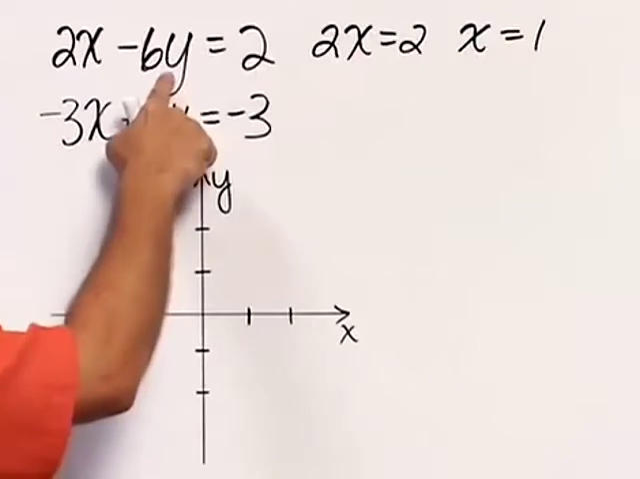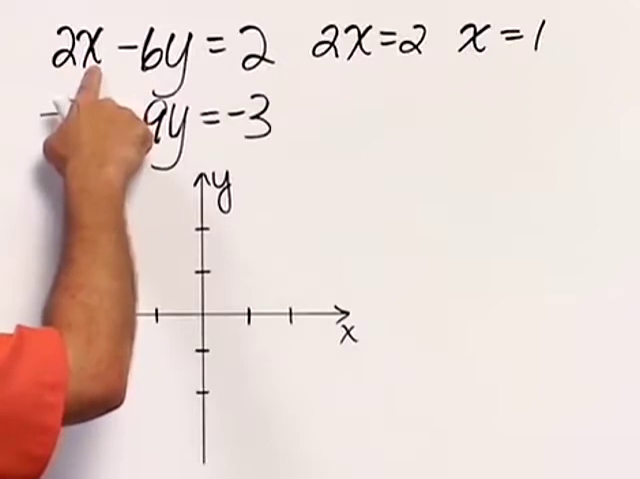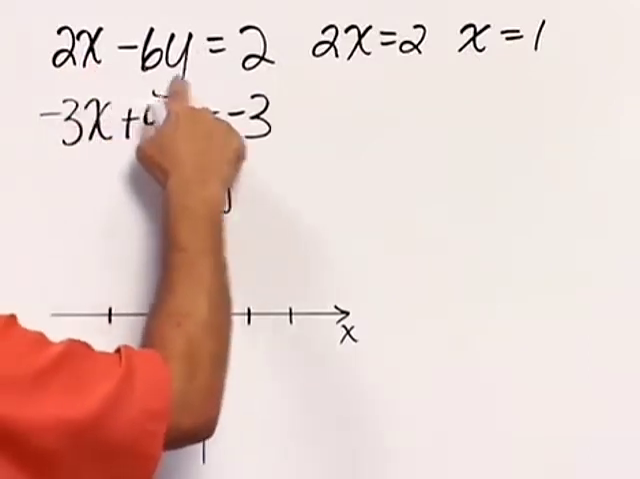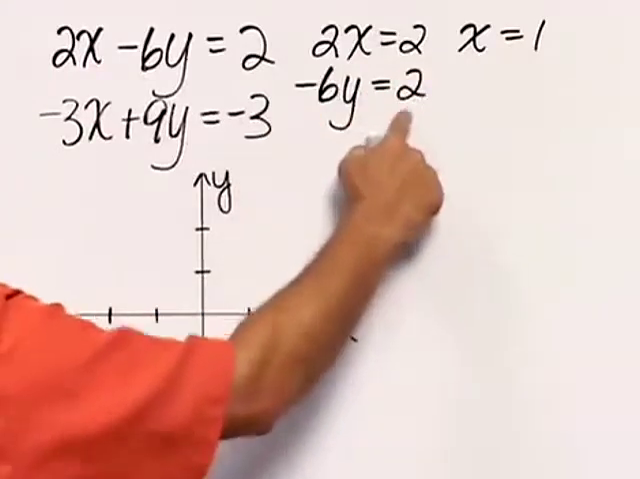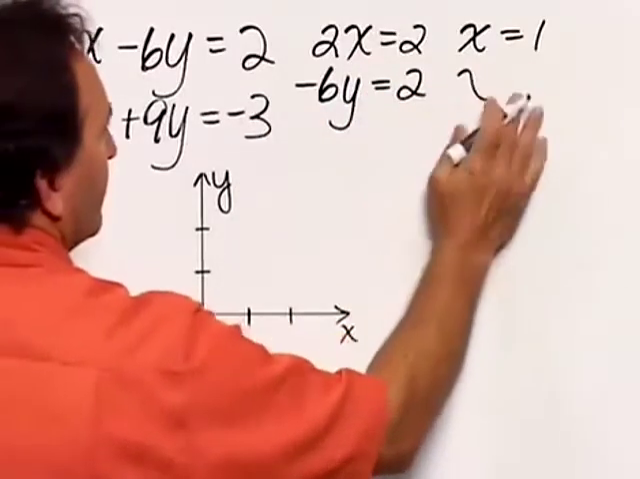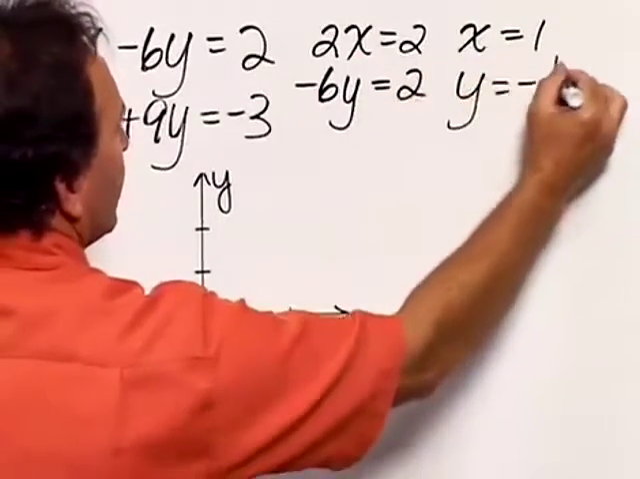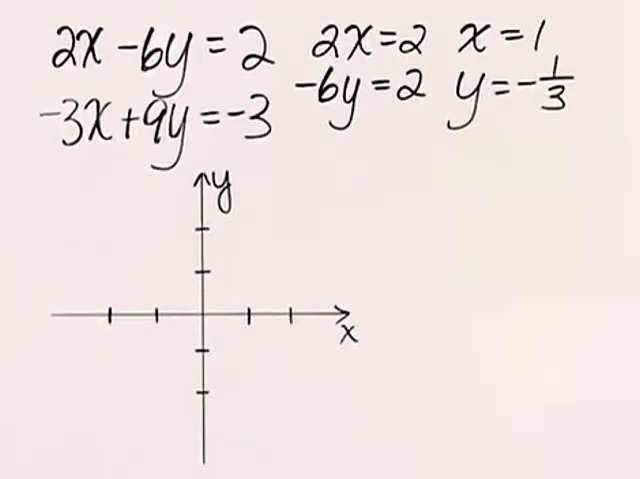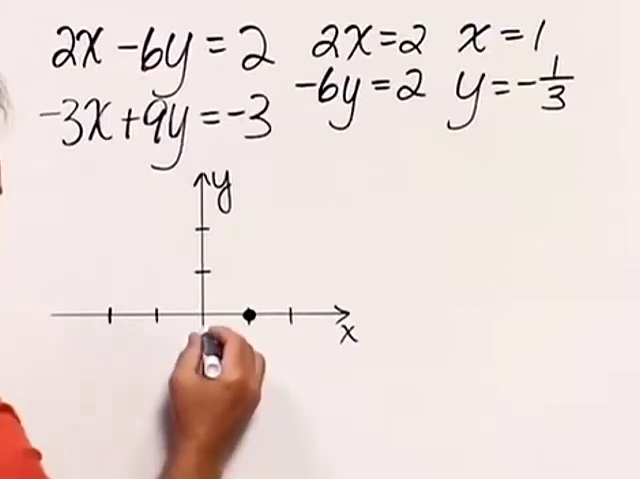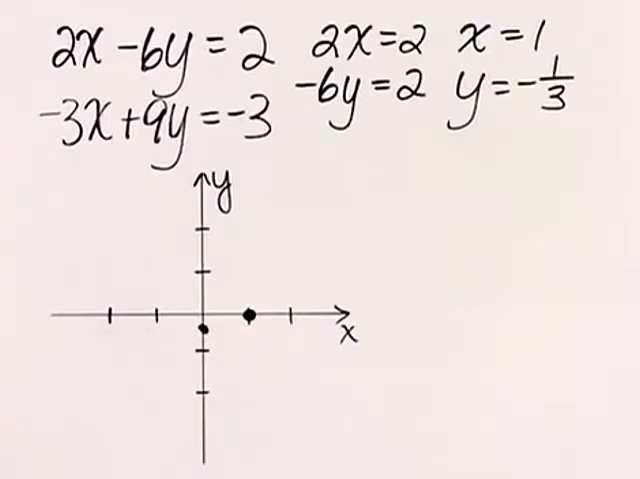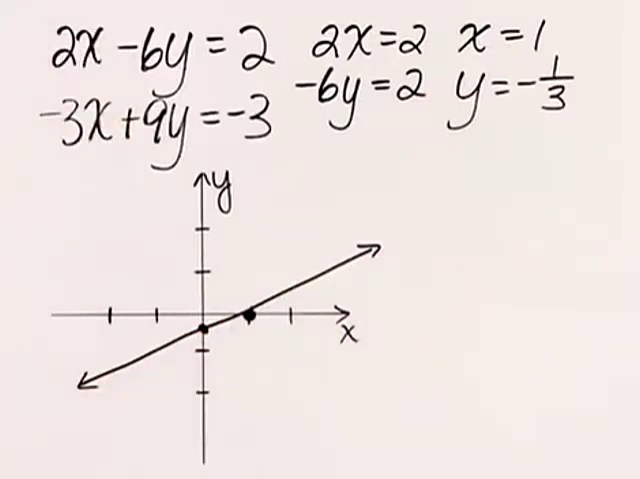For the y-intercept, we set x equal to 0, but 2 times 0 is 0. So we would have negative 6y equals 2. We divide both sides by negative 6, and we get y equals negative 1/3. So let's graph those 2 points. X-intercept 1, y-intercept negative 1/3, and we draw our line through those 2 points.